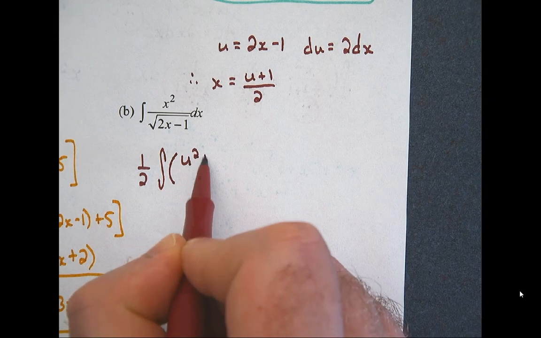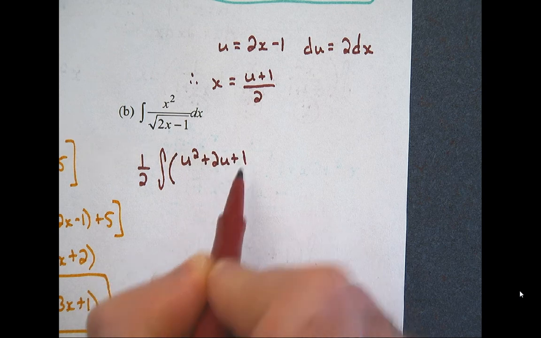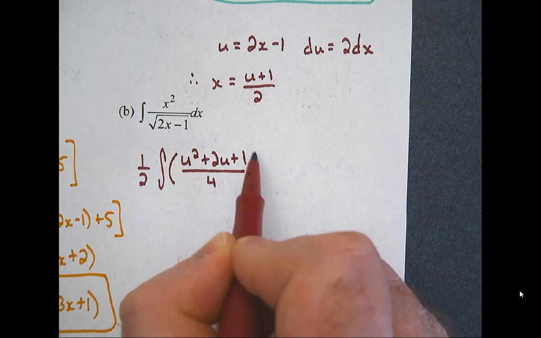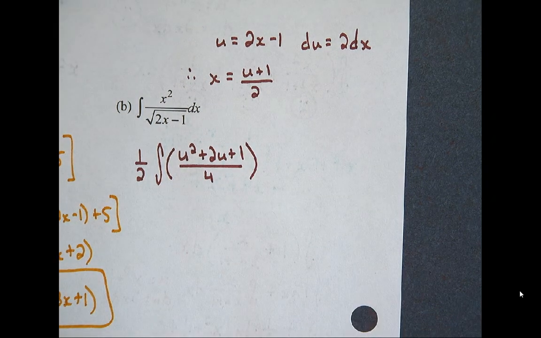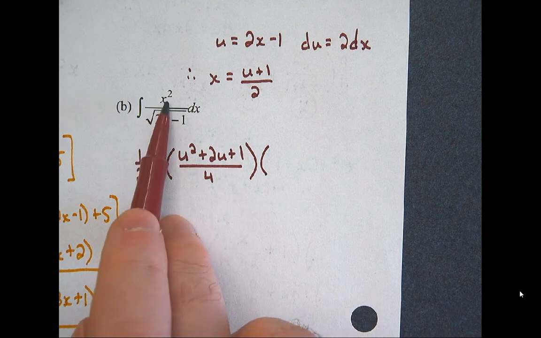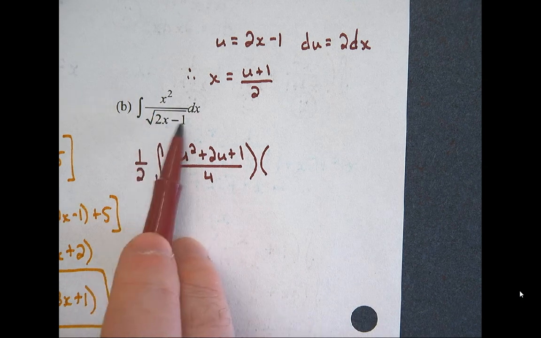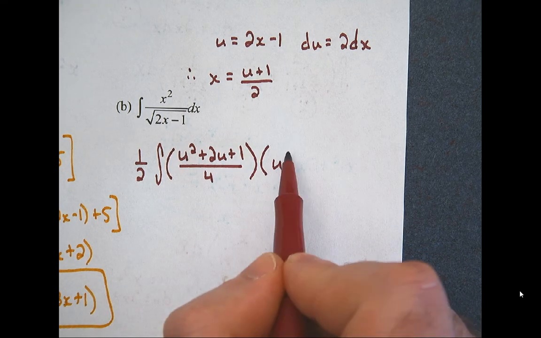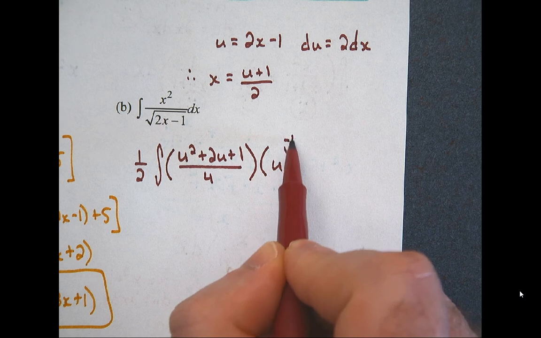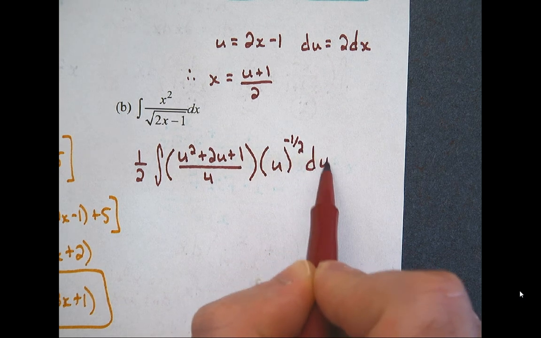You should have gotten u squared plus 2u plus 1 over 4, because for u plus 1 you have to write it twice and then distribute. And this is still getting multiplied. All that was the x squared piece, and I still have this piece on the bottom, that's what we called u, to the negative 1/2 du.